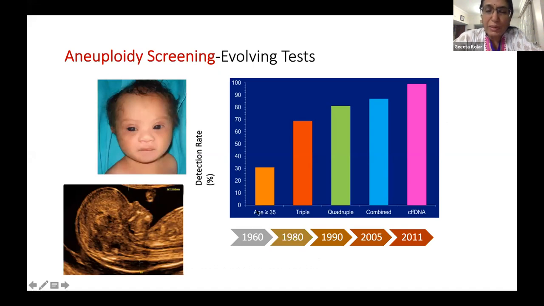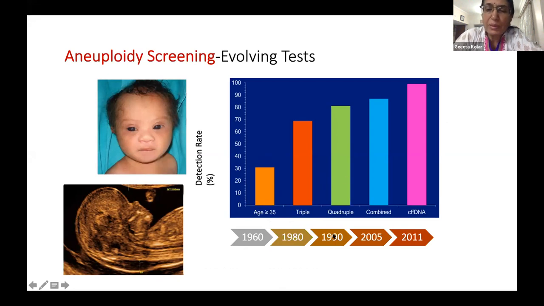If you see, in the 60s only age was taken into consideration, and any woman who was more than 35 was told that she has a 1 in 250 chance of developing trisomy. But in the 80s, we heard of the triple test, which is alpha-fetoprotein, estriol, and beta hCG. This is no more relevant today because the detection rates are very low.